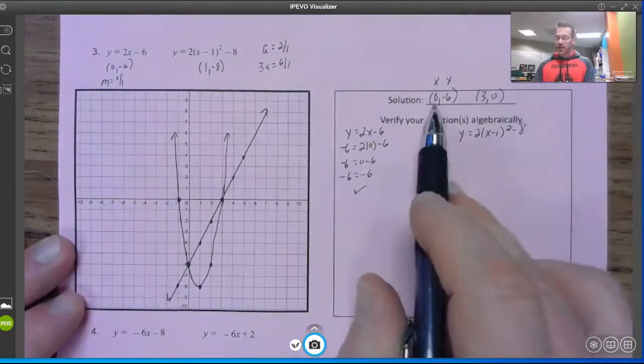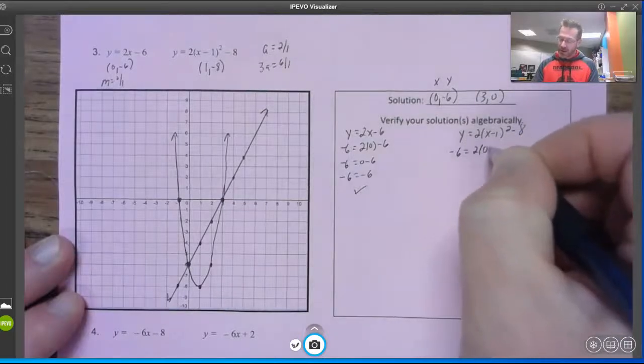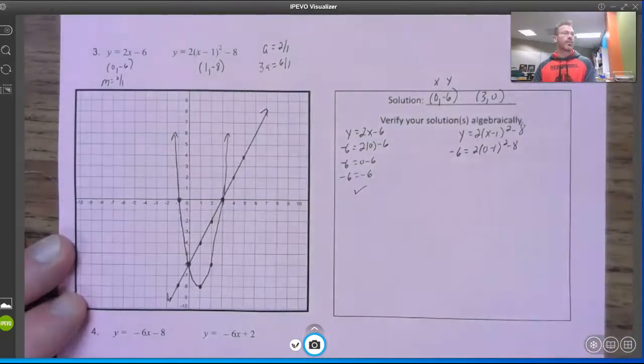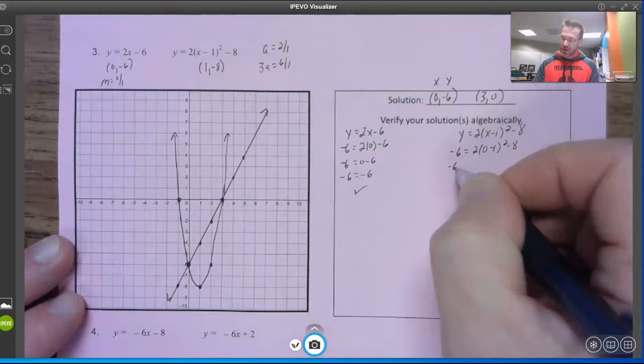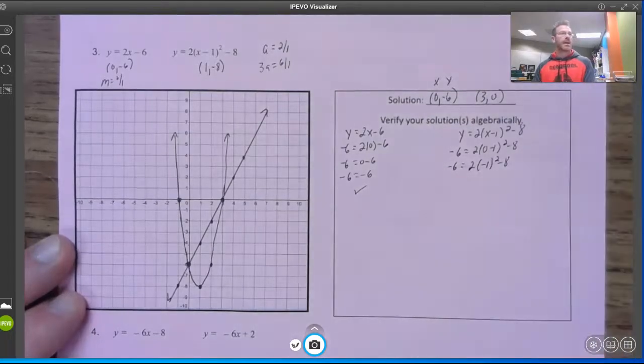Now I'm going to take 0, negative 6, and I'm going to plug it into this equation. So y is negative 6, x is 0. We're going to go through our order of operations. So once again, start in those grouping symbols. So 0 minus 1 is negative 1. Okay, now remember, negative 1 squared is negative 1 times negative 1.